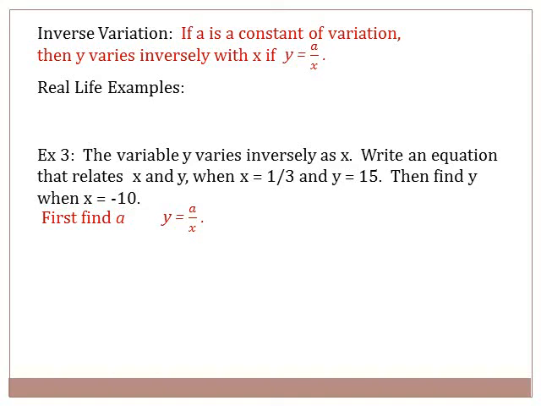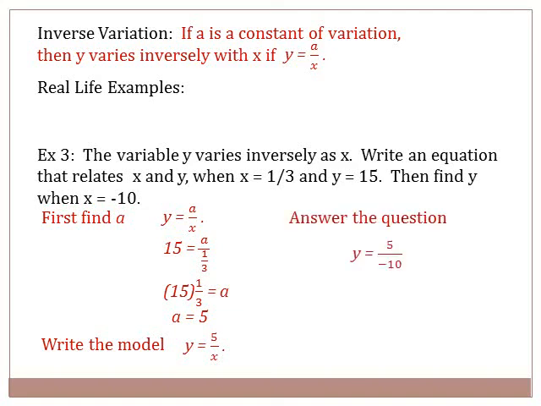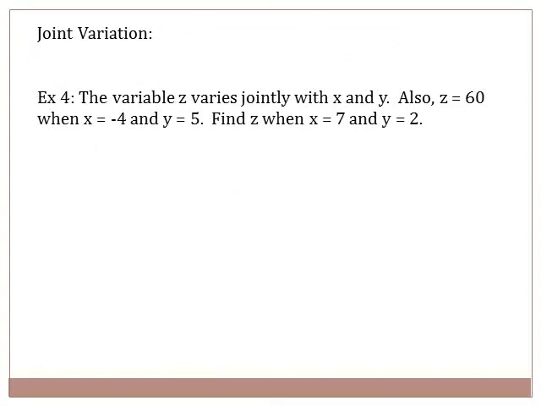So when x is equal to 1/3 and y is 15, I'm dividing by 1/3. We can either multiply by the reciprocal to clear that out, or we can multiply by the 1/3 and cancel. And so a is going to be 5. So here's our model: y is equal to 5 over x. And we're going to substitute in -10 for x. So y is -1/2.